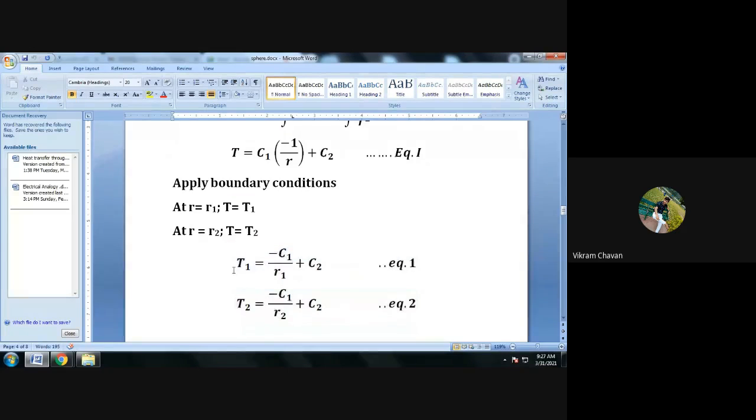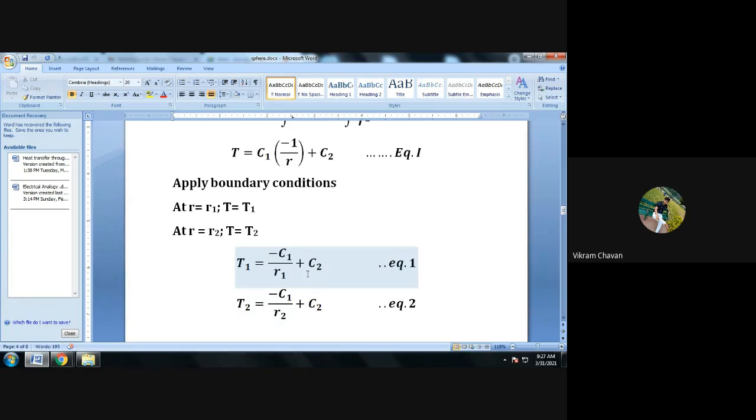Now from these two equations we have to determine the constants. So for that reason we have to eliminate one constant and determine the other constant. For that, we have to do some mathematical operations on these two equations.